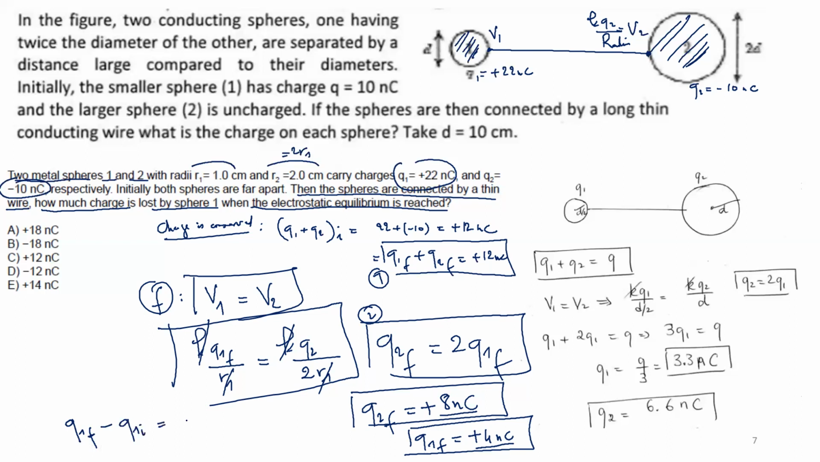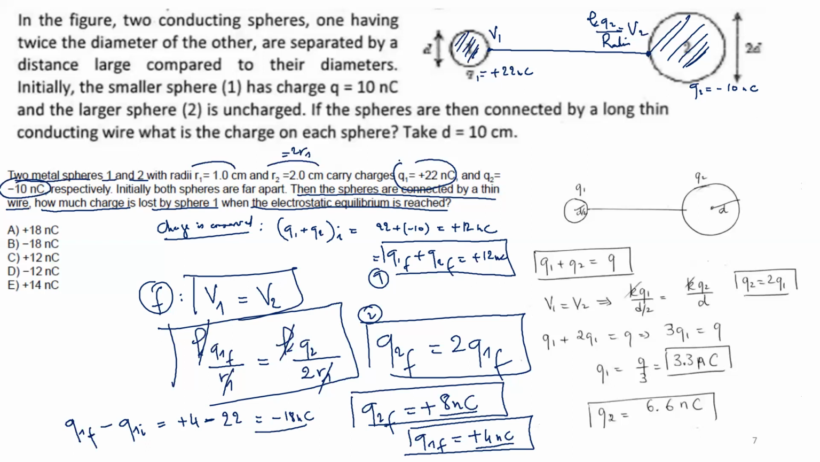So this will give you what? Q1 final is plus 4 minus Q1 initial. What is Q1 initial? Which is 22. So this gives you minus 18 nanocoulomb. Okay, but how much is lost? Of course, 18 is lost.